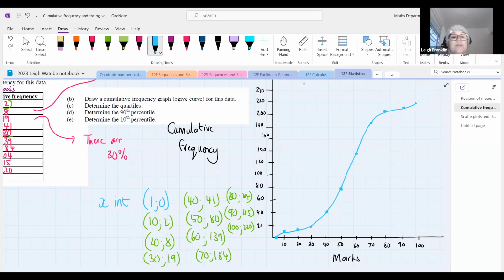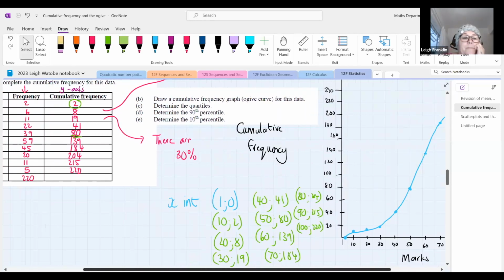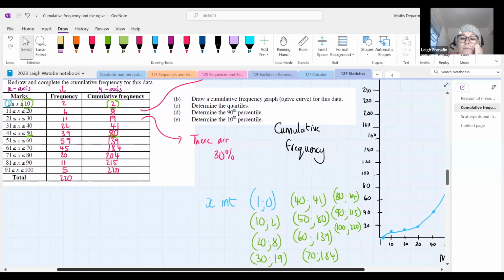Are there any questions before we go and have a look at the quartiles and the percentiles? Are there any questions you want to ask me on what we've done? Is there anything?